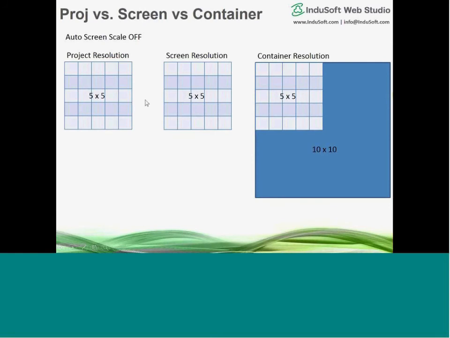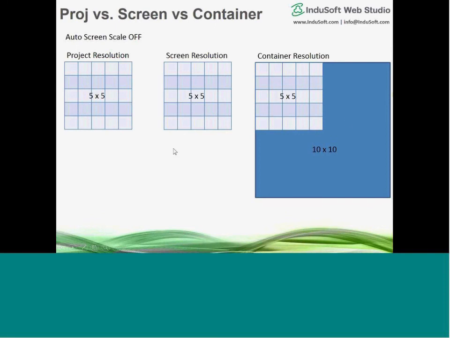So, okay, now back to this concept of the project, the screen, and the container resolution. With auto screen scaling off, what I did a minute ago when I saw all that gray space was I took the screen that I had created, where the project resolution and my screen resolution were the same. And with auto scale turned off, it was essentially showing the screen at its native resolution. With auto screen scaling off, it does not look at the project resolution. Basically, it just says we're going to make this screen this much resolution regardless of how much space is there.